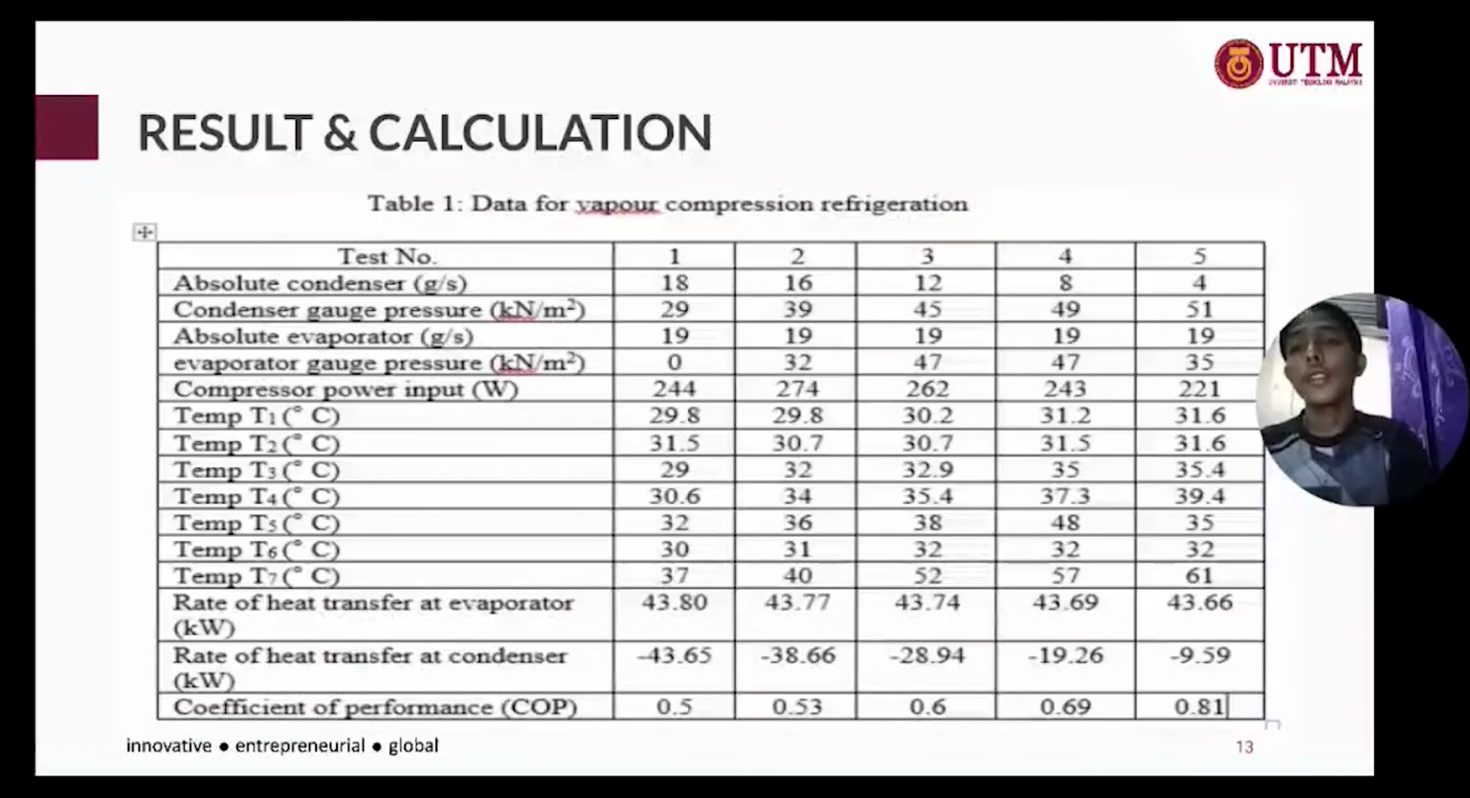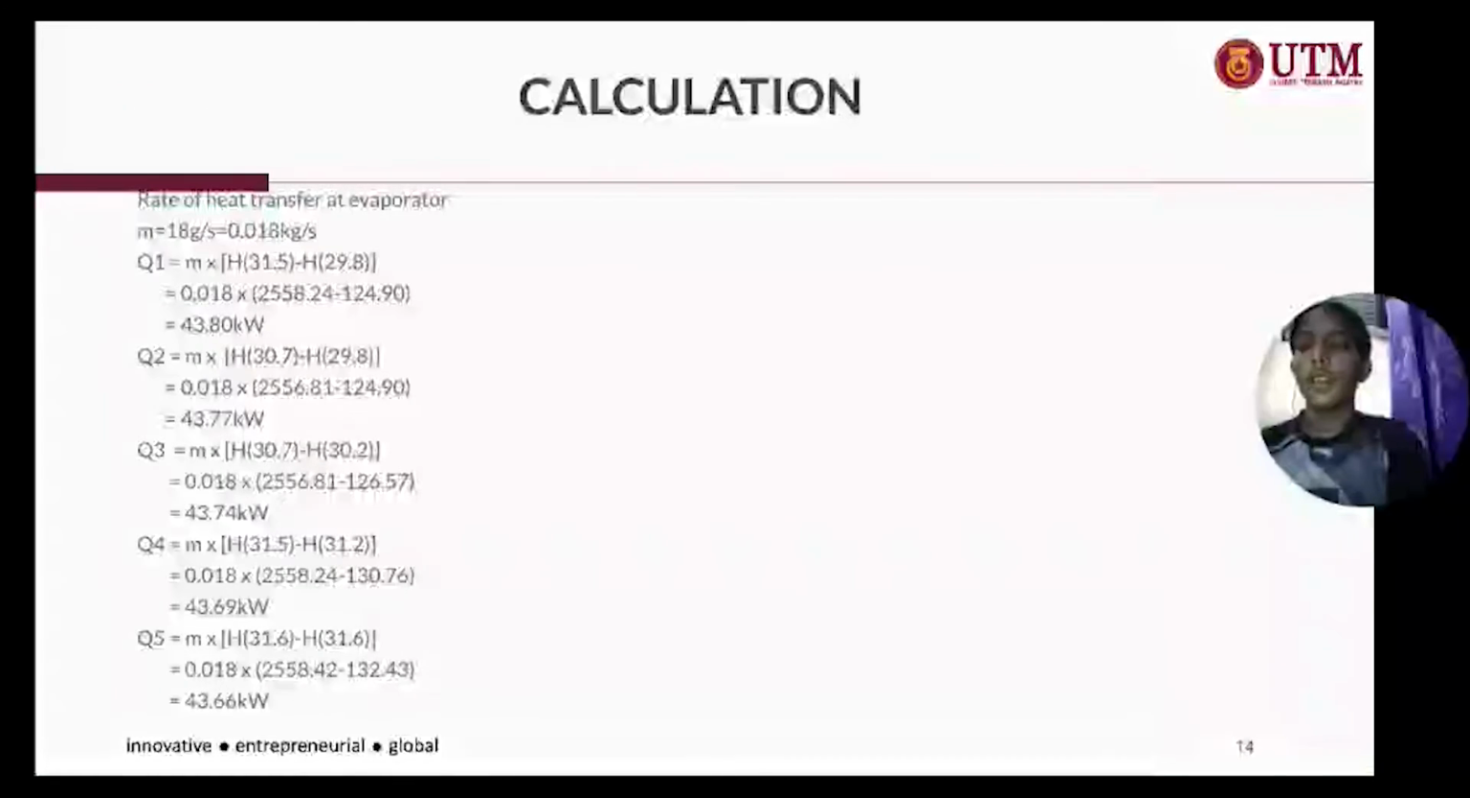Okay, this is the result of the experiment. For the calculation of rate of heat transfer at evaporator, M equals 0.018 kilogram per second. We use the formula Q equals M delta H. For Q1, it is equal to H at 31.5 degrees Celsius minus H at 29.8 degrees Celsius.